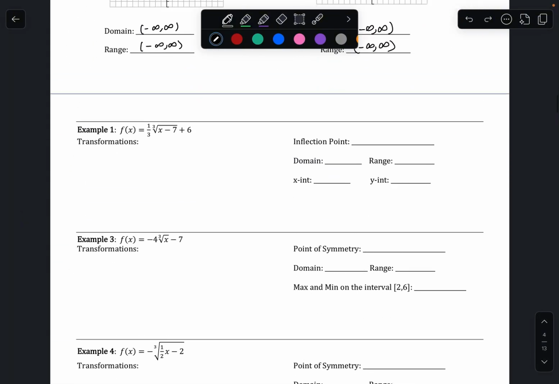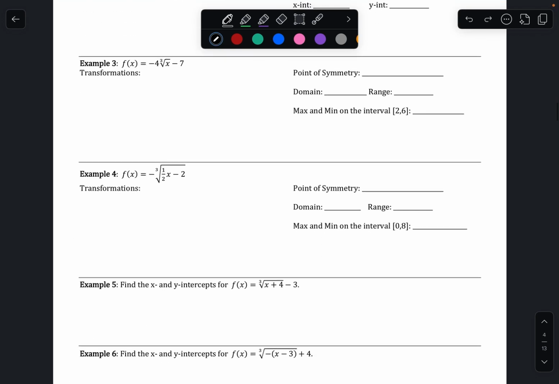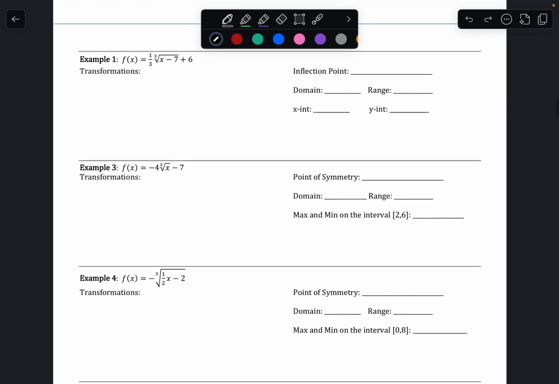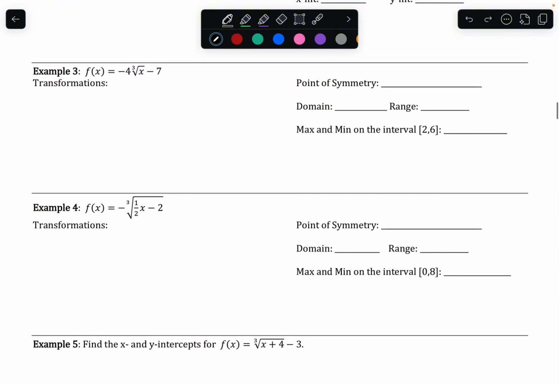Okay, for the next few examples, we are going to talk about how to find intercepts and then max and min on given intervals. I'm going to skip the first example and just jump to example 3. So the first thing we want to do is identify our transformations. We have our reflection across the x-axis. We have our vertical stretch by 4. And then we have our down 7. Notice that minus 7 is completely outside the radical. The radical ends at the x, so we aren't shifting left or right, just down 7.